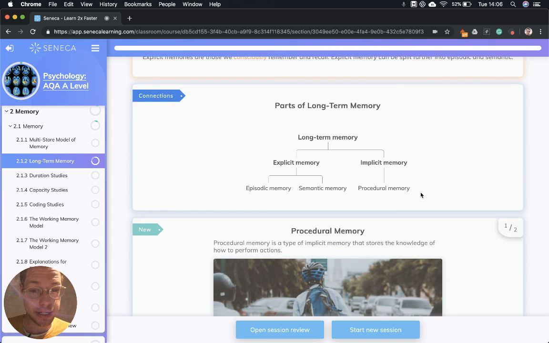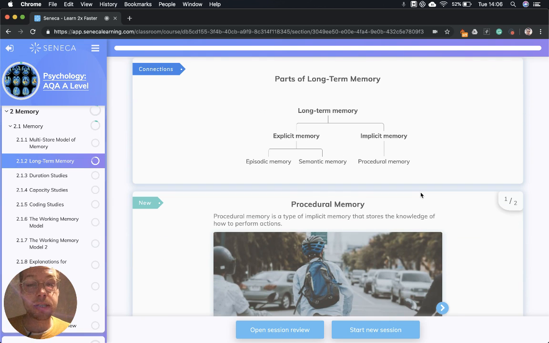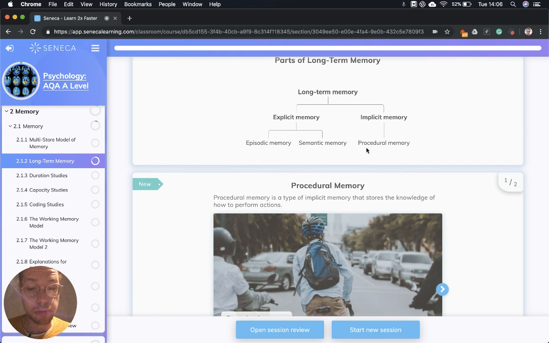So, explicit memories are those we consciously remember and recall, and explicit memory can be split further into episodic and semantic. So, to summarize, long-term memory can be explicit or implicit. Explicit can be episodic memory or semantic memory, and implicit memory is procedural memory.